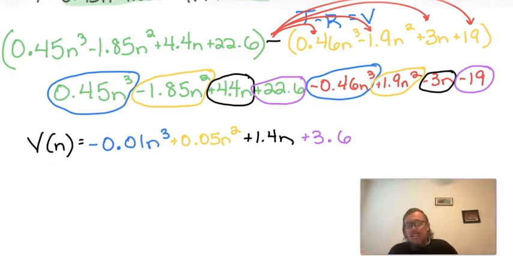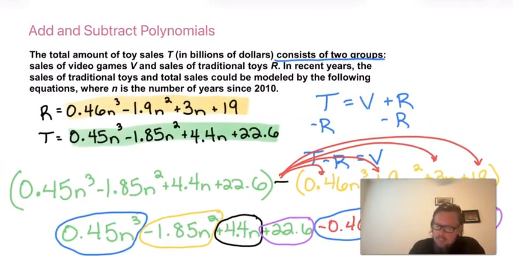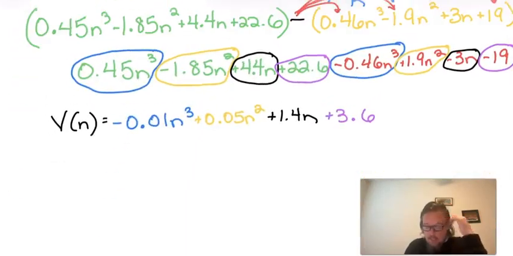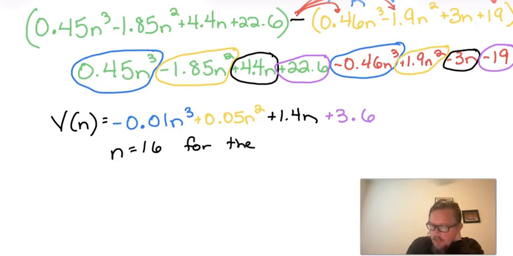Now, the second thing we wanted to do is predict what video game sales will be this year, which is 2026. I don't want to plug in 2026 for n though, because the problem says n is the number of years since 2010. So 2026 is 16 years since 2010. So n equals 16 for the year 2026. So I want to find v of 16.